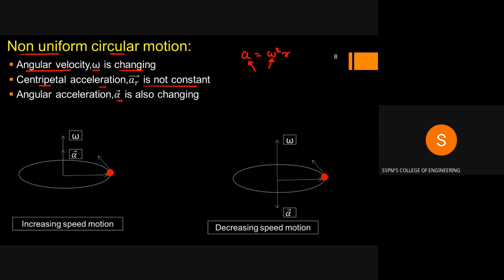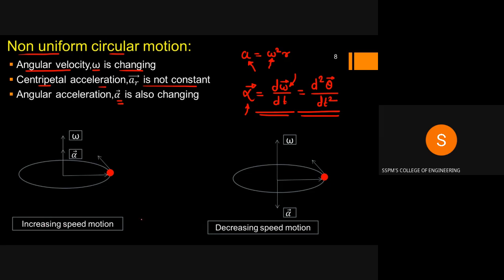This angular acceleration depends on, alpha bar is equal to d omega upon dt, or the second derivative, that is d square theta upon dt square. So in the non-uniform circular motion, omega is changing with respect to time, and therefore the acceleration is also changing.